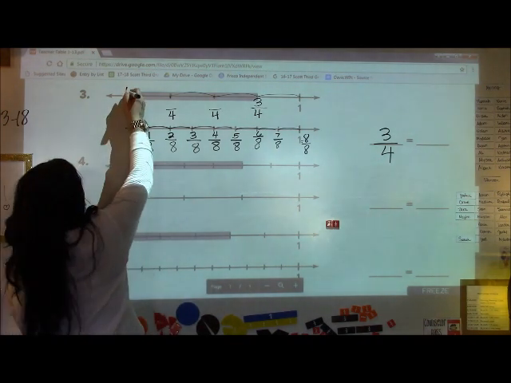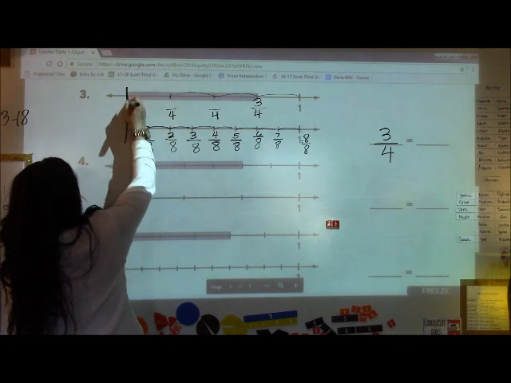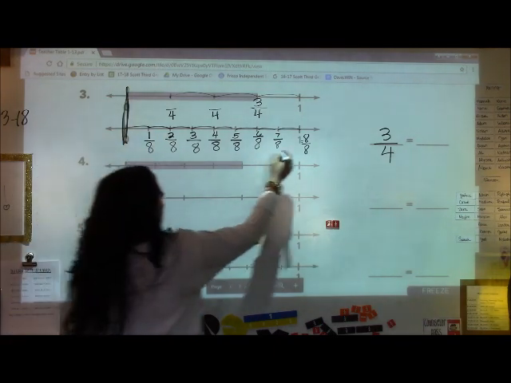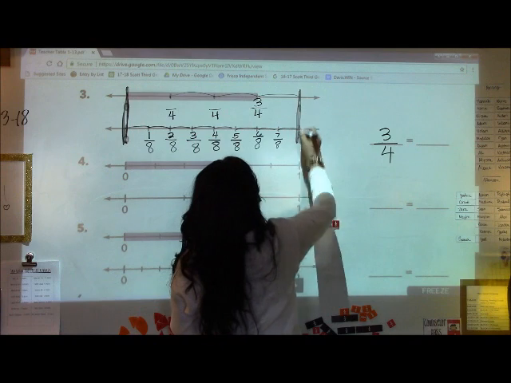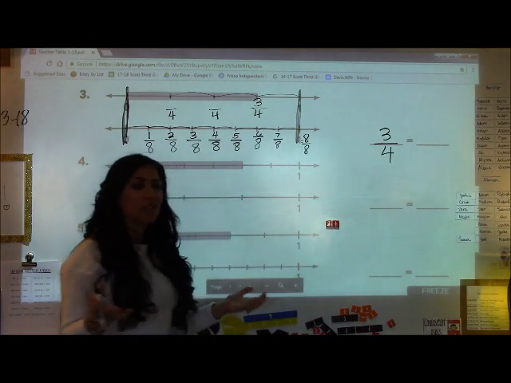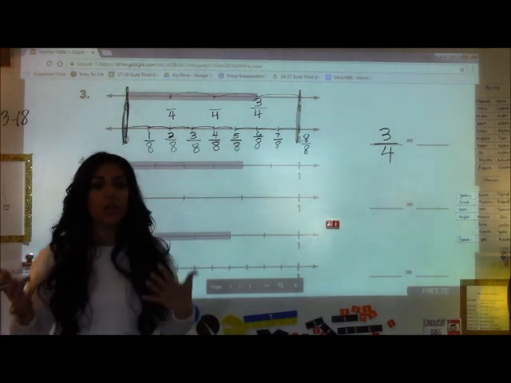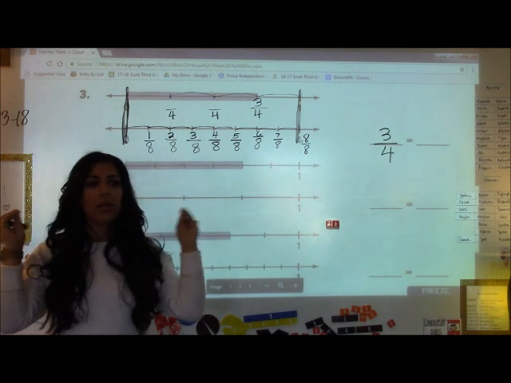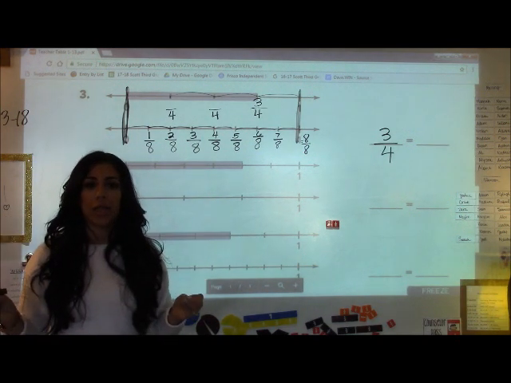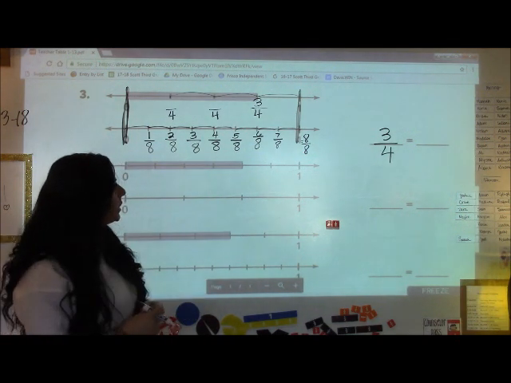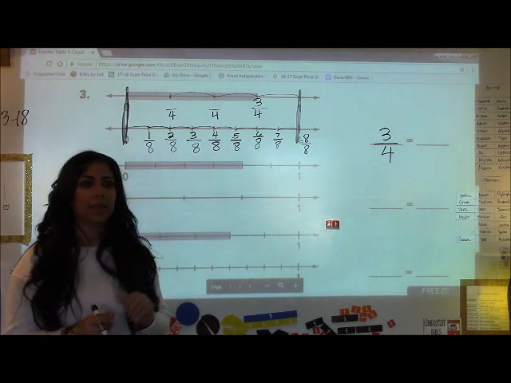Notice, one big point of this is that the zeros are the same and the ones are the same. When we're comparing fractions and trying to find an equivalent fraction, we have to make sure that our whole is equivalent as well, right? Let's see, who's going to help me with that? Nathan.